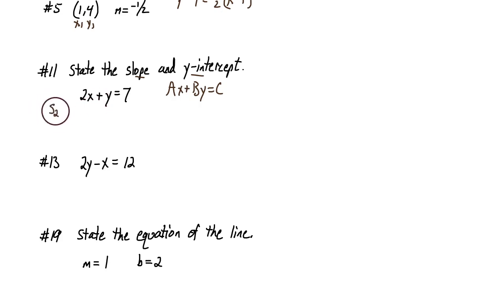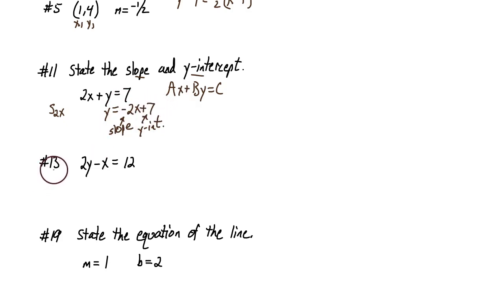Let's subtract 2x from both sides. We get y equals -2x plus 7. Now the number in front of x is the slope, and the number on the end is the y-intercept. So we have answered the question. The slope is the -2. The y-intercept is the 7.